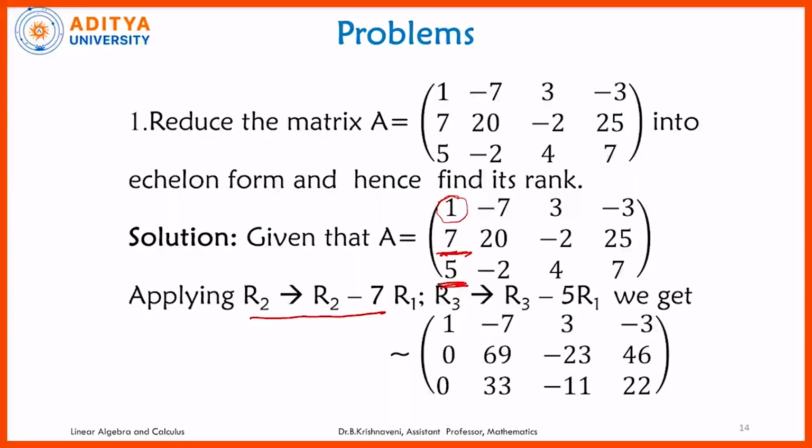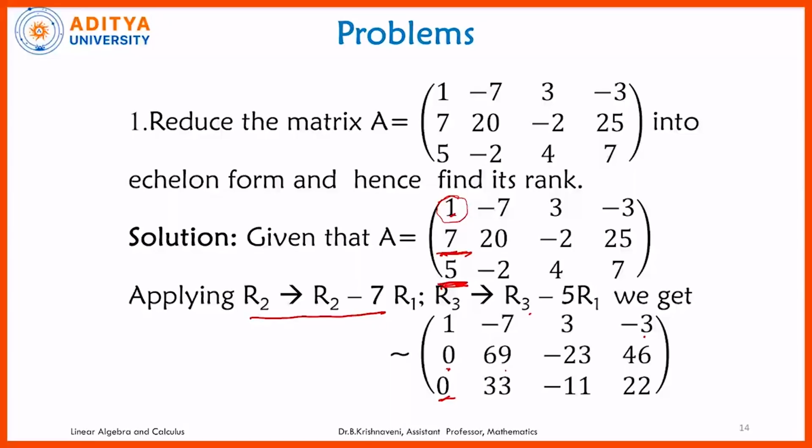And in order to make this 5 equal to 0, what row operation do we use? R3 as R3 minus 5R1. So multiply with 5 and then subtract. Then you will get this element equal to 0. So the first row will remain as it is. Coming to the second row, this will become 0 obviously. Why? The operation is R2 minus 7R1, 7 minus 7, which is equal to 0.